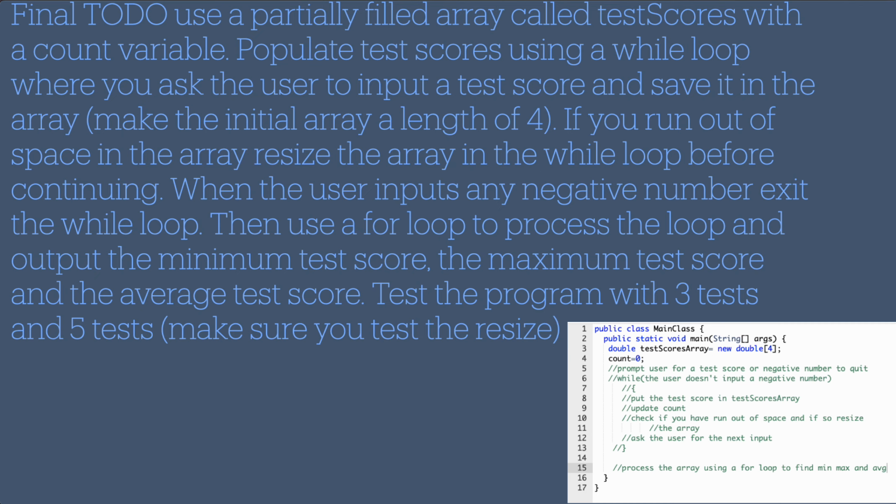When the user inputs any negative number, exit the while loop. So we're going to assume that the negative number is our cue that the user doesn't want to input anything else, right? And so they input some random negative number, and you just exit the while loop.